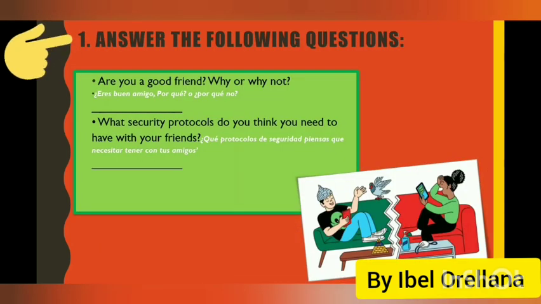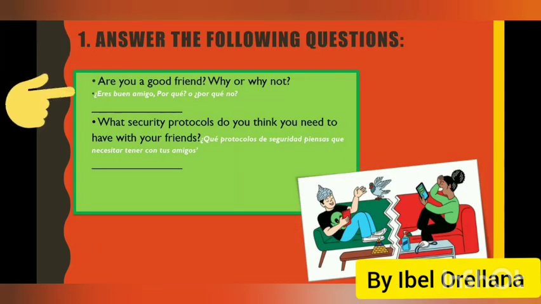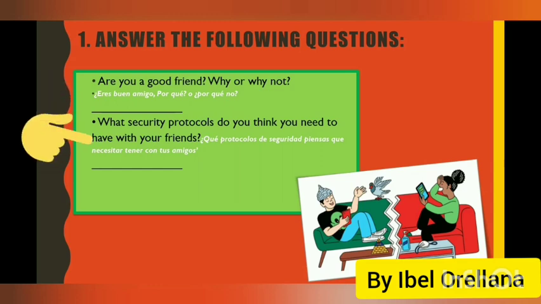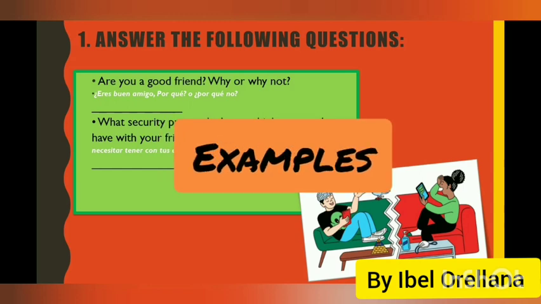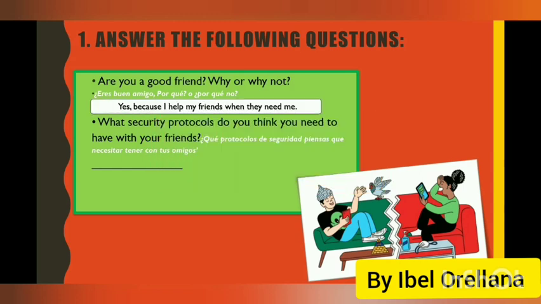Activity 1. Answer the following questions. Are you a good friend? Why or why not? What security protocols do you think you need to have with your friends? Now I'm going to show you some examples, but remember that you have to complete using your own ideas.